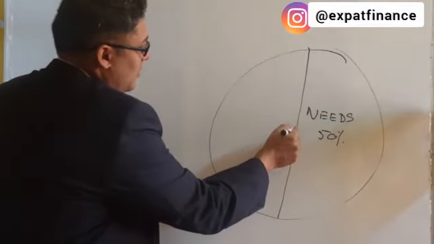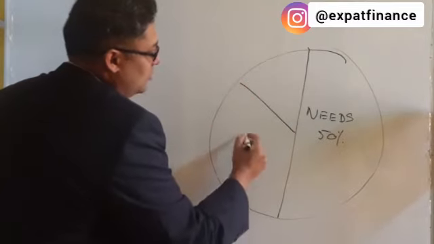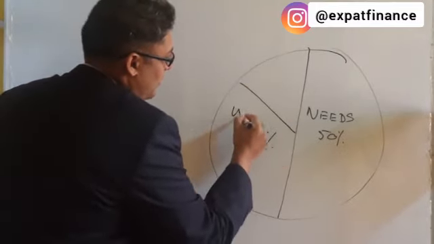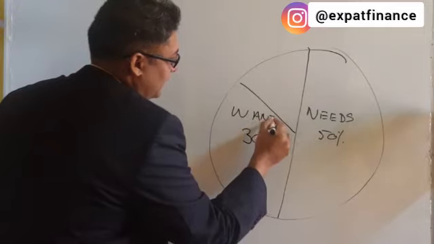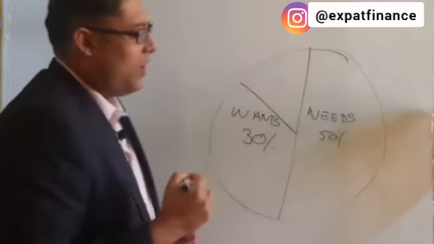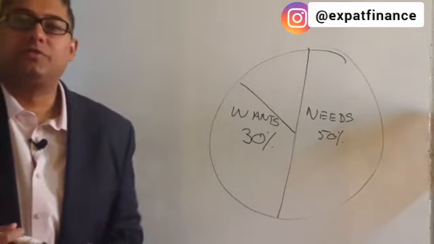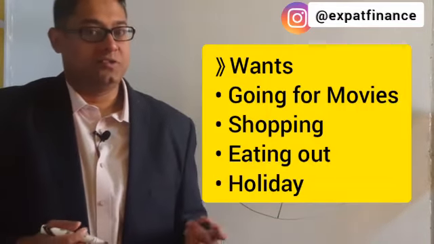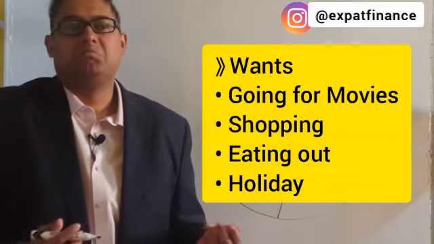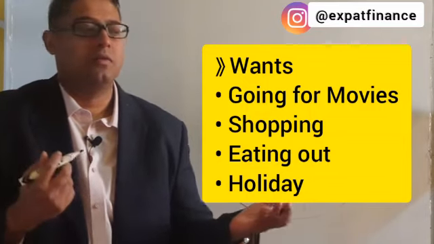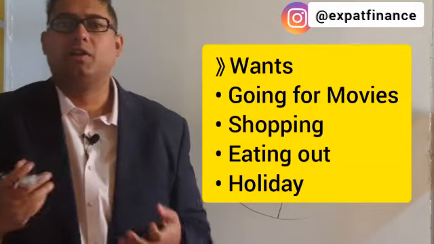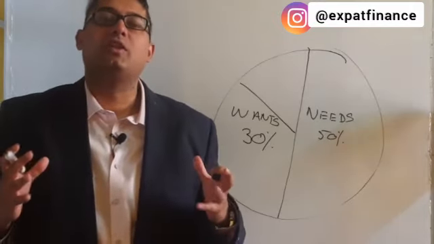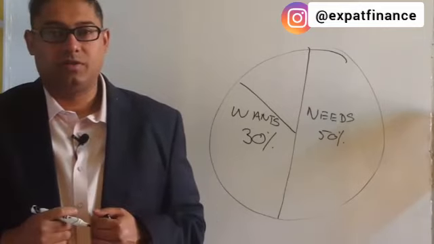Next, we come to the remaining 30%, which is the wants. All of us are social animals, right? So we would definitely like to go for a movie sometime, or do some shopping, or probably go fishing, or any of those expenses. These are wants. These are basically things that give you instant gratification, right?